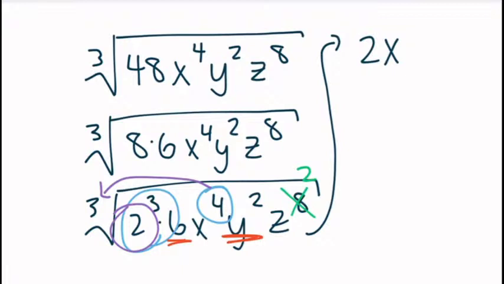So our final product is going to look like 2x and then z squared, because we took out two groups of 3. And then we're going to have the rest of the cube root, which is 6xy squared and then z squared.